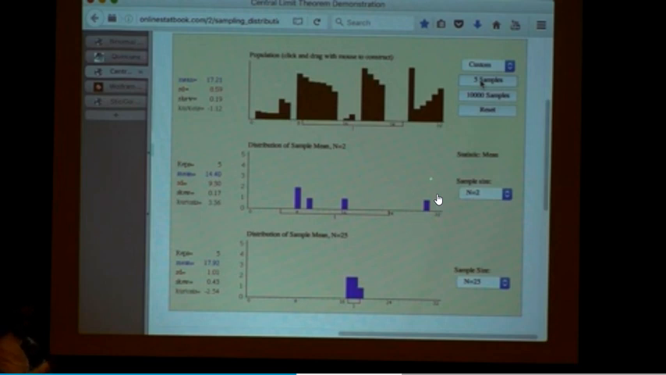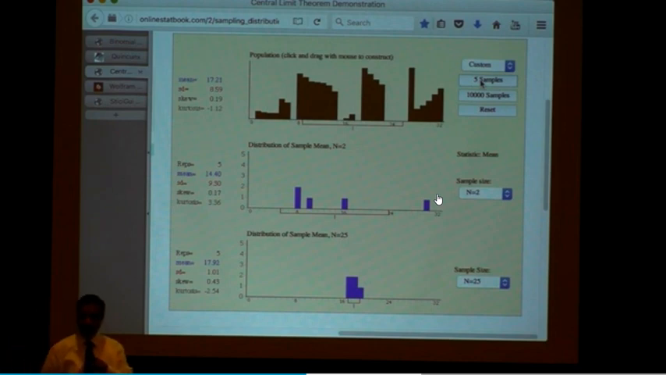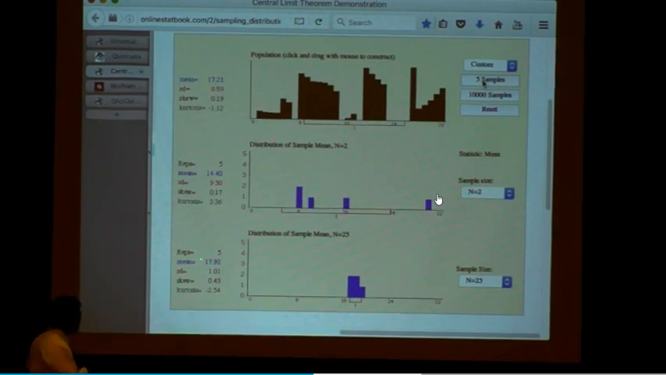This is a new distribution. So here the mean is 14.4. Can you hear me in the back? Yeah. Okay. So the mean is 14.4. Here the mean is 17.92.